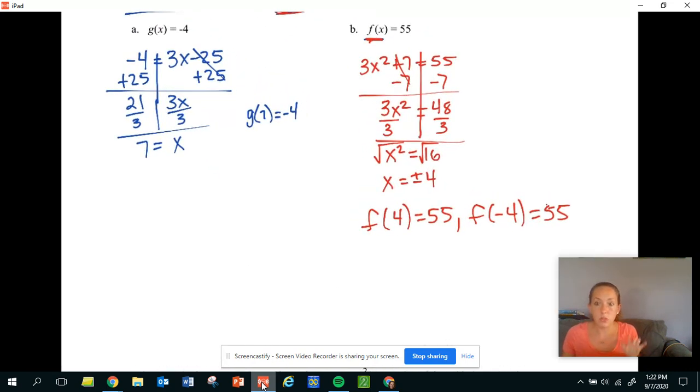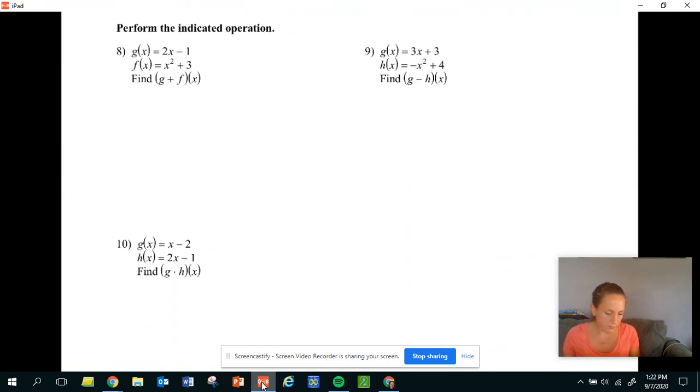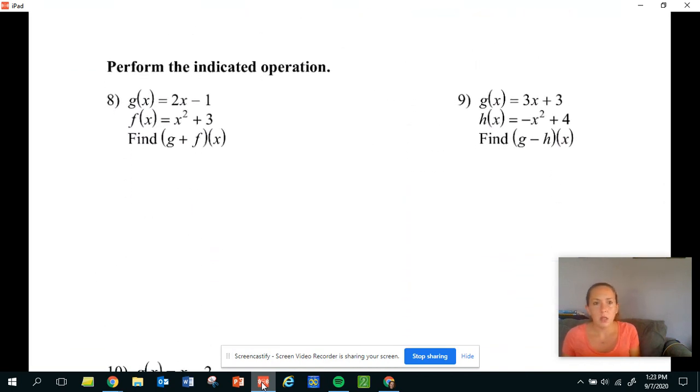Okay. So I know it's probably a lot, but this shouldn't be too bad. This is more just like combining like terms. So this is doing operations with functions. In this case, I have this function g and this function f, and this is just saying find f plus g. Literally all you're doing is you're adding them together. So I recommend putting them in parentheses. It doesn't matter so much with adding, but it will with other things.